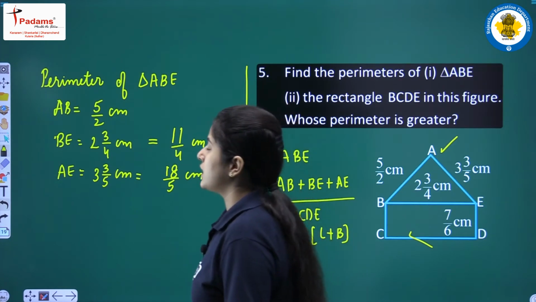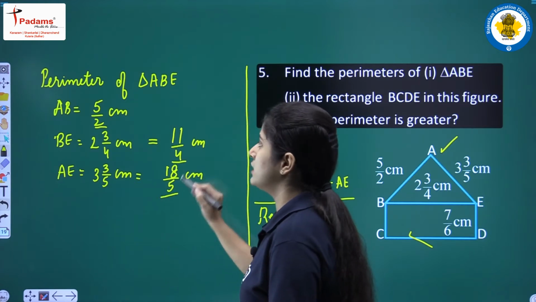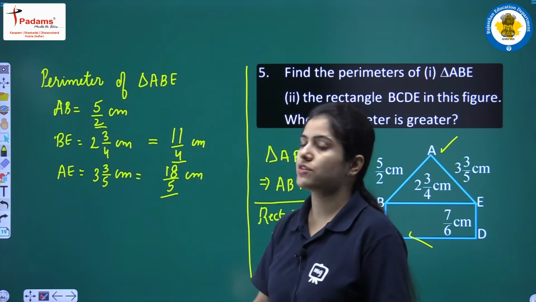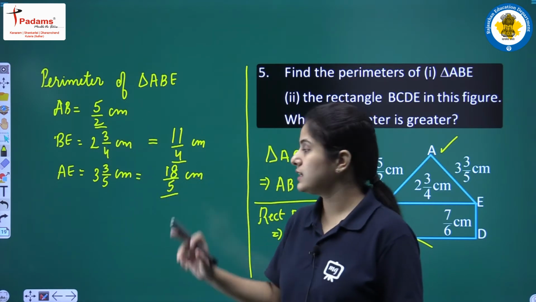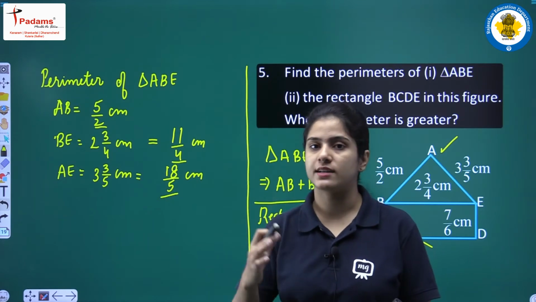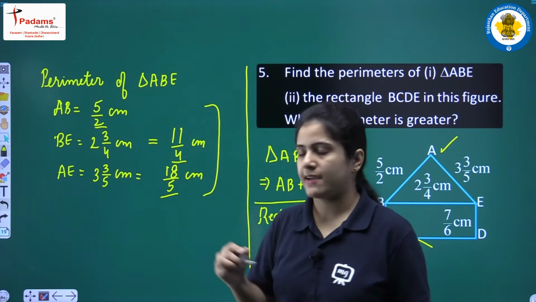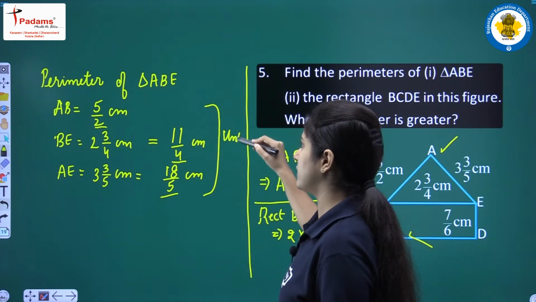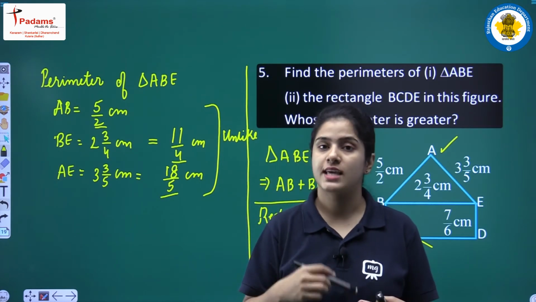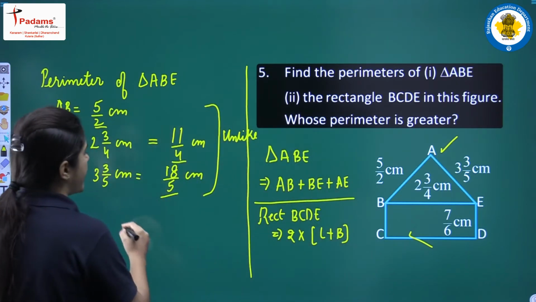Alright students, now you can have a clear look at the denominators of all the sides of this triangle. These are different, right? The first denominator is 2, second is 4 and third is 5. All the denominators are different, so this means that these fractions are unlike fractions. So firstly we need to make the denominators the same. So we need to take the LCM.